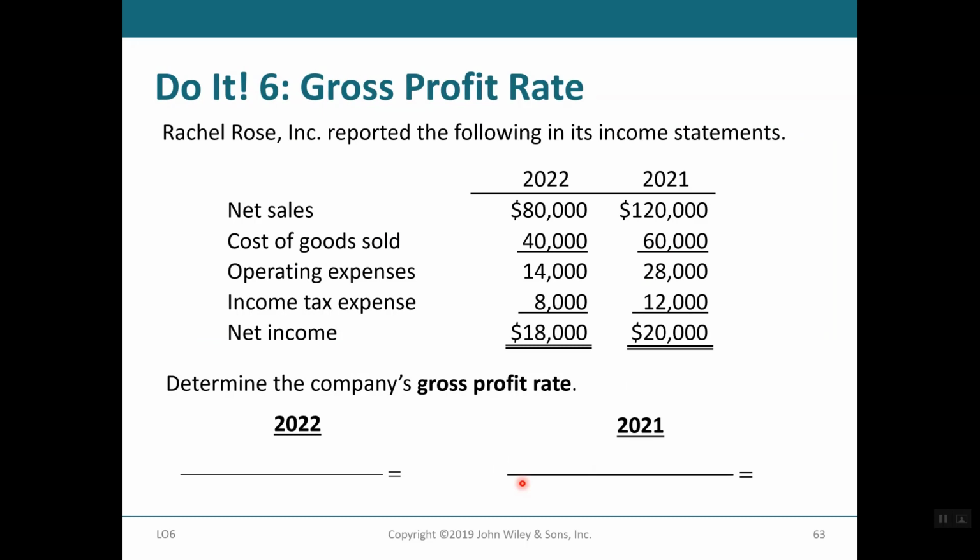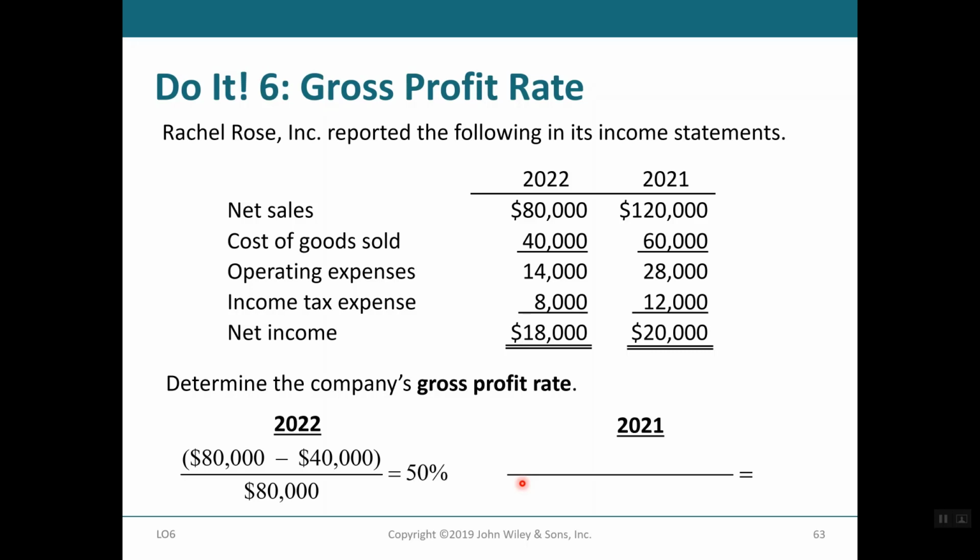All right, Rachel Rose Inc. reports the following in its income statement: the net sales, the cost of goods sold, operating expenses, income tax expenses, and the net income. We're told to calculate the gross profit rate. To calculate the gross profit, again, it's your net sales minus the cost of goods sold, right? And then we divide that by our net sales. So the gross profit divided by the net sales.